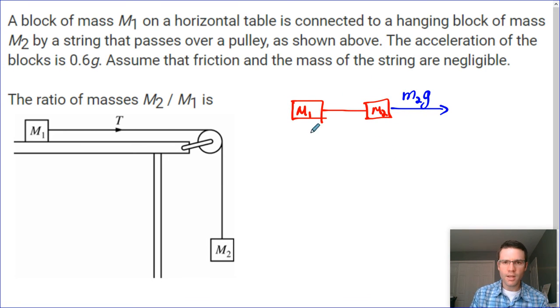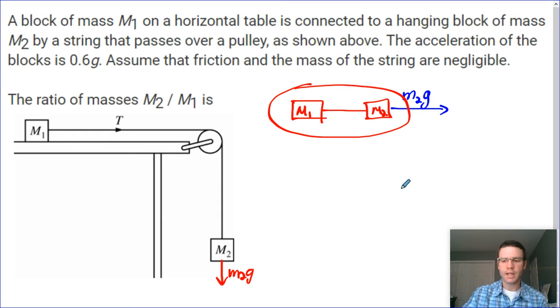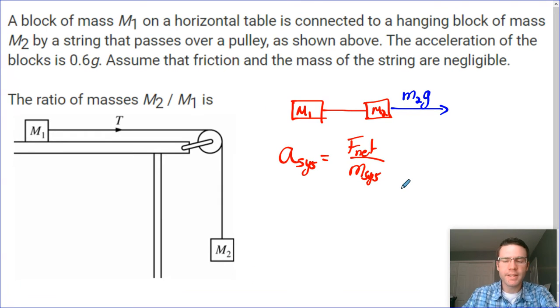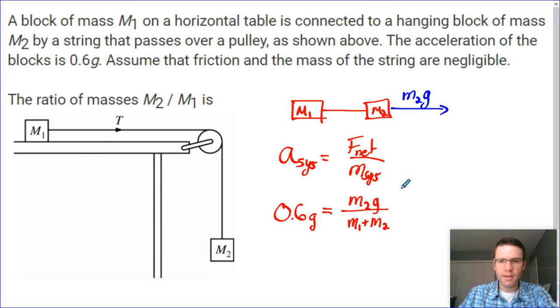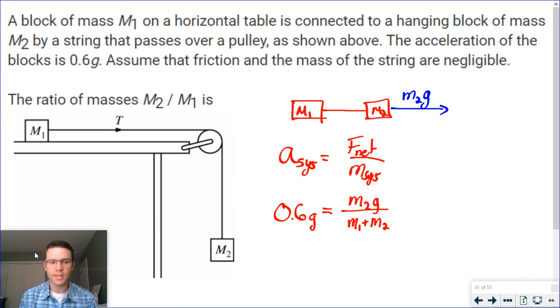And the only forces on this, there's no friction here, the only force on this is the force of gravity on m2. Well, that's m2 times g. Let's just move that up so it's horizontal force and treat this as one big system with the only external force being m2 times g. Well, then I can set that up and say my acceleration of my system is my net force divided by the mass of the system. And if I plug that in, the mass of the system is m1 plus m2. The net force on the system is m2 times g. And the problem told me that the acceleration of the system is 0.6 times g.